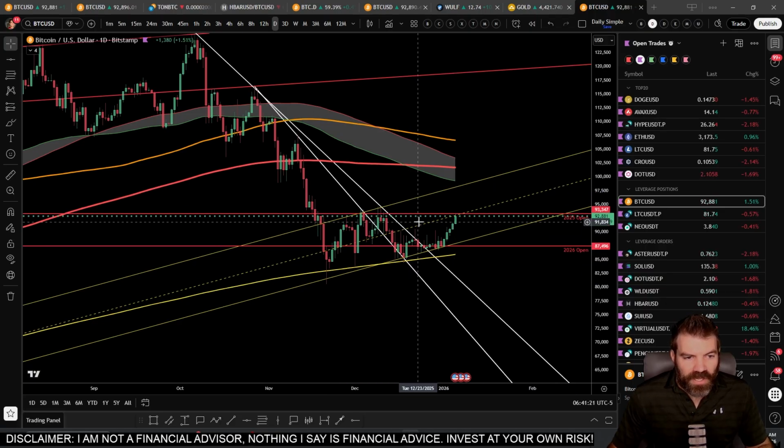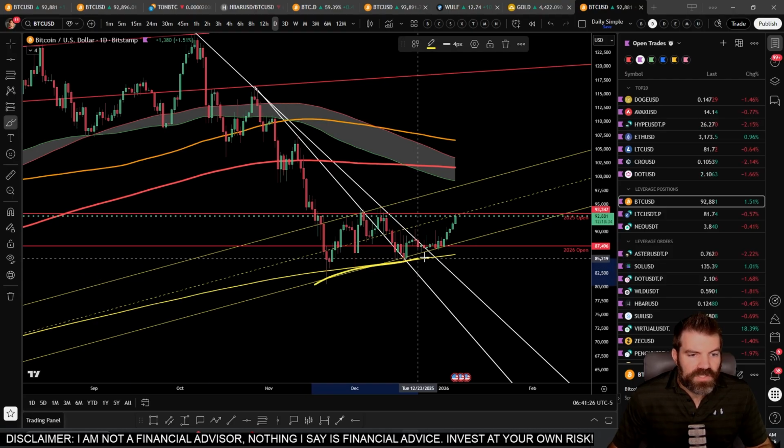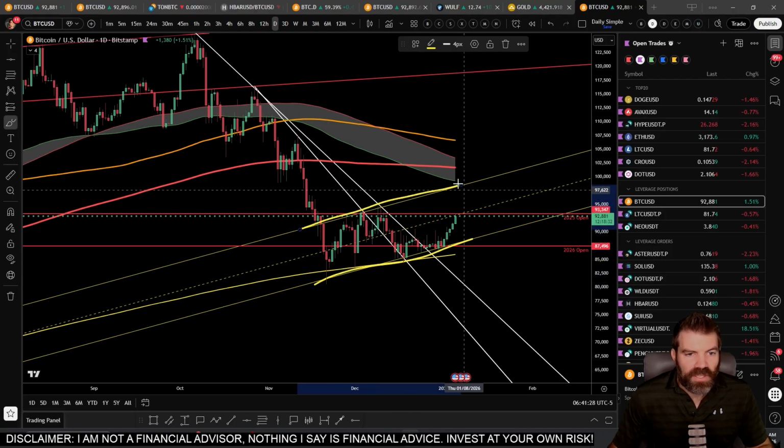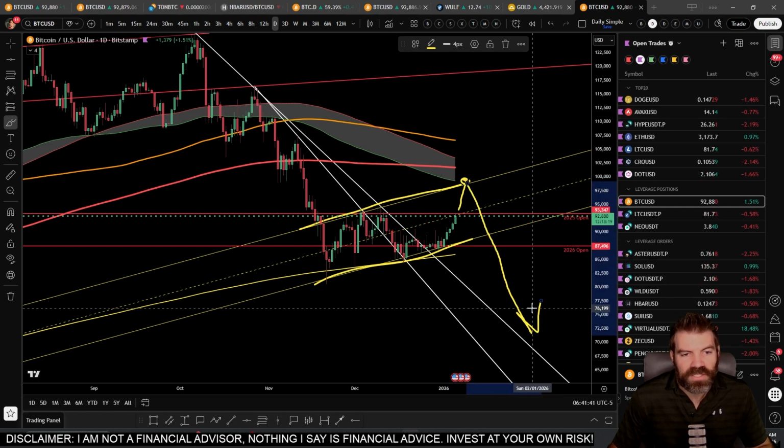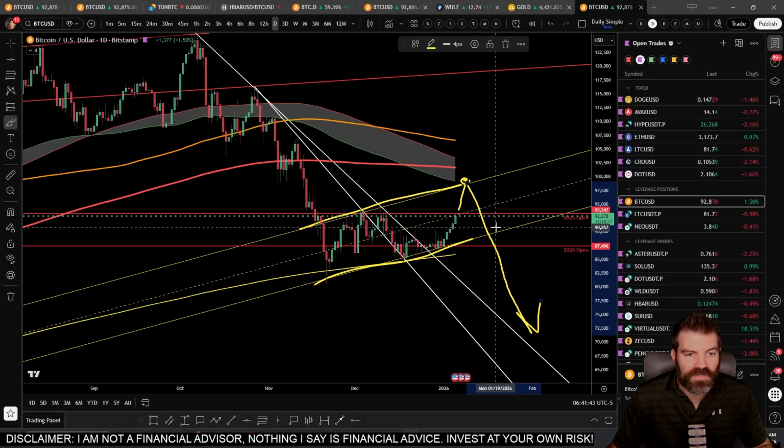If this is a bear flag, drawn with this line and this line, and we continue to move up, we could retest the top of this bear flag, which by that time will also be the bull market support band. There'll be a lot of resistance there, and we could then start moving to a lower low. That is a textbook bear flag if that ends up playing out.